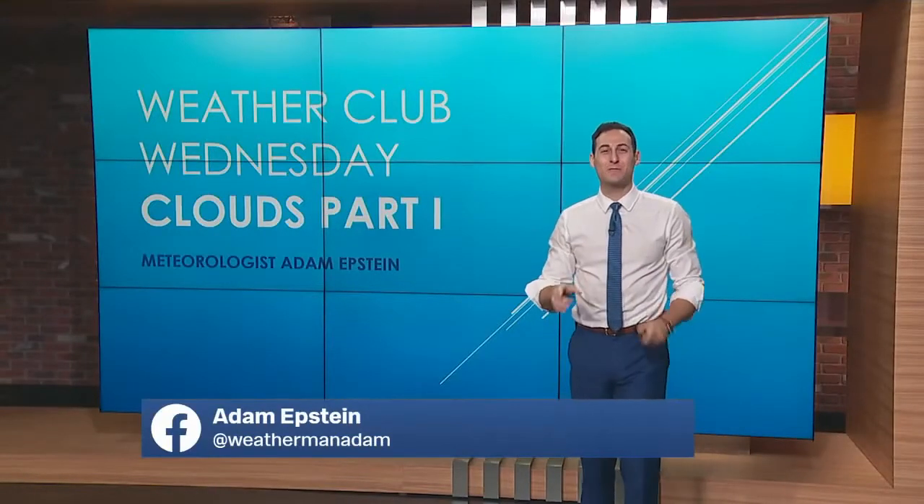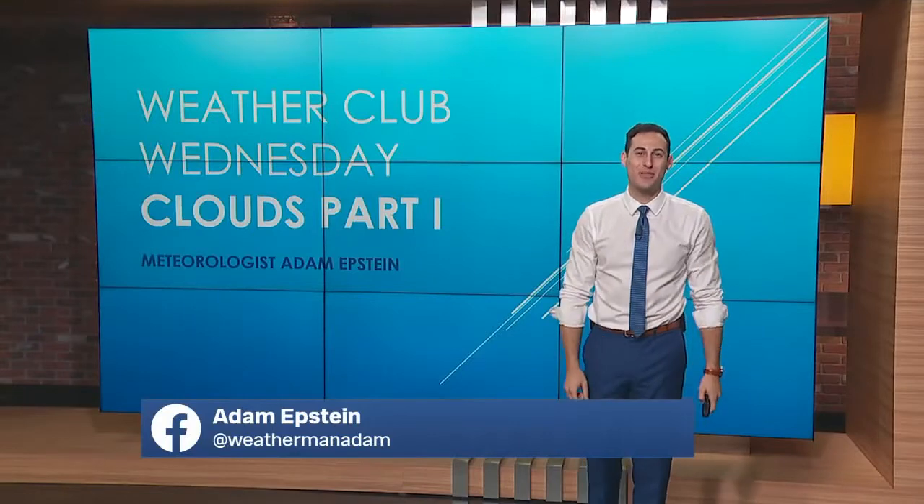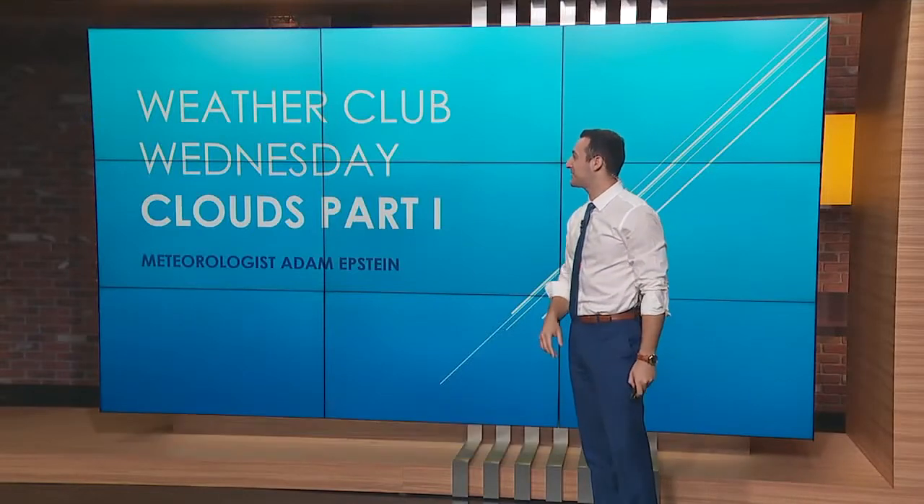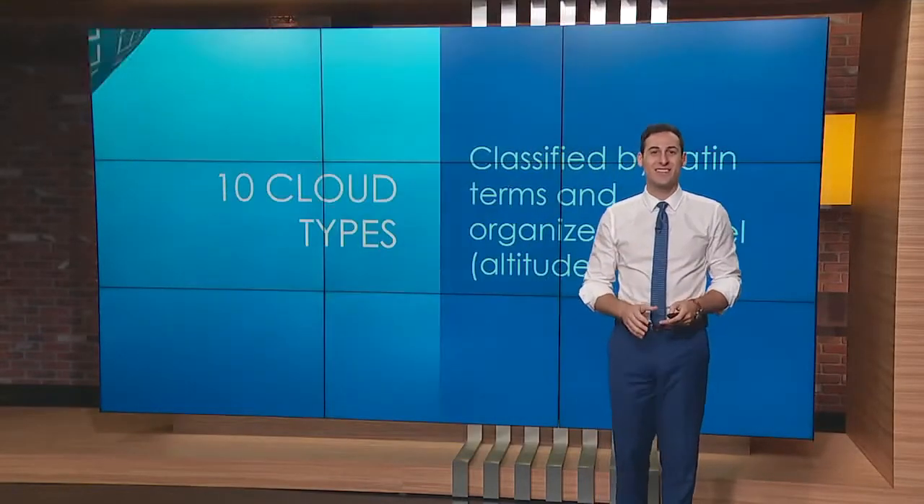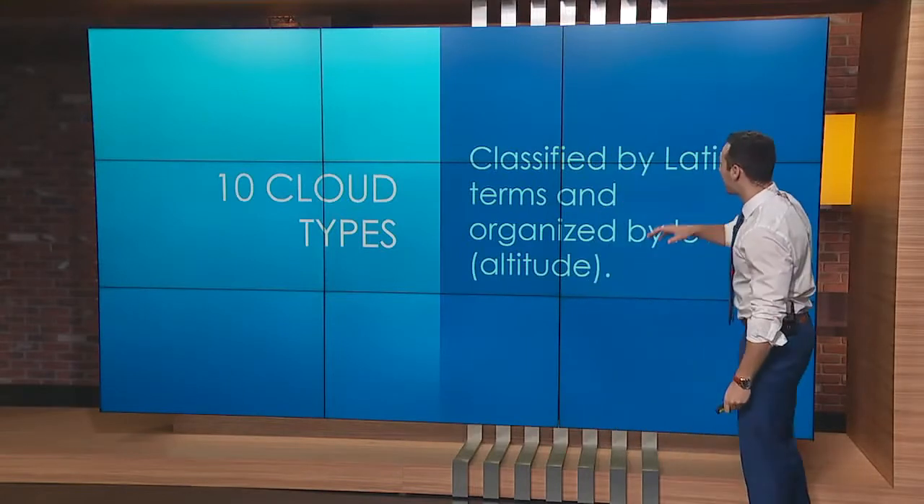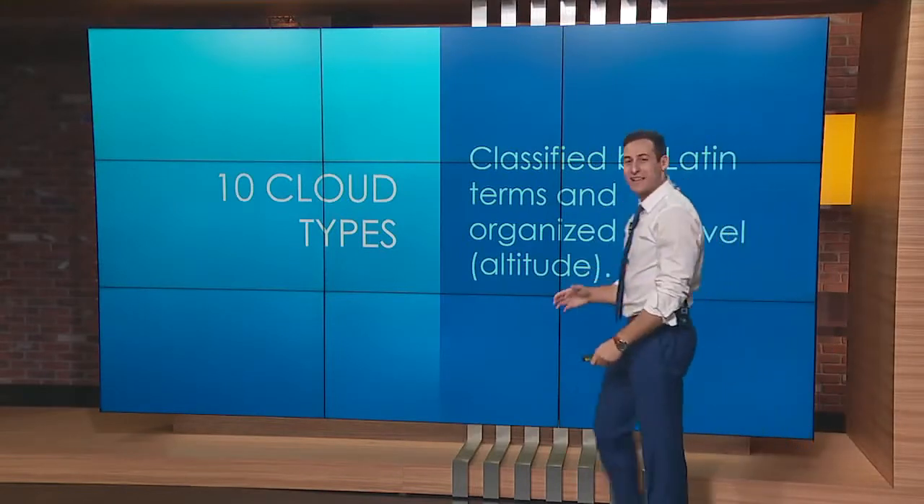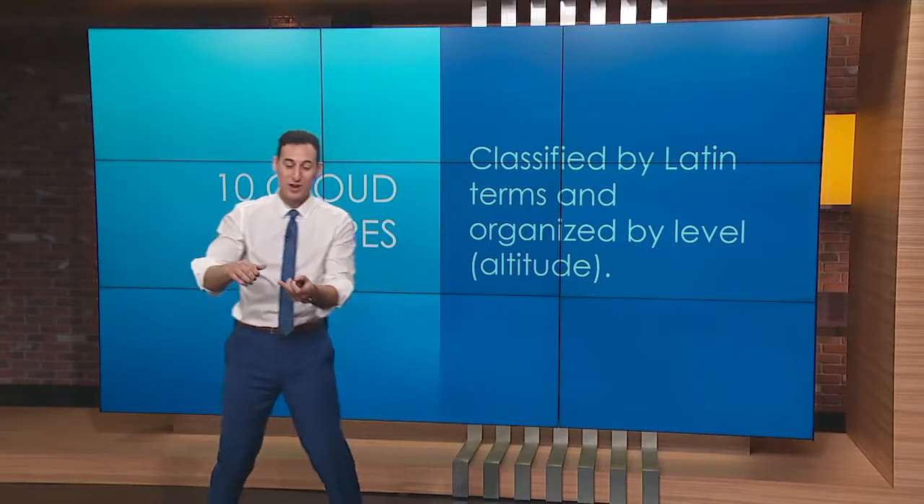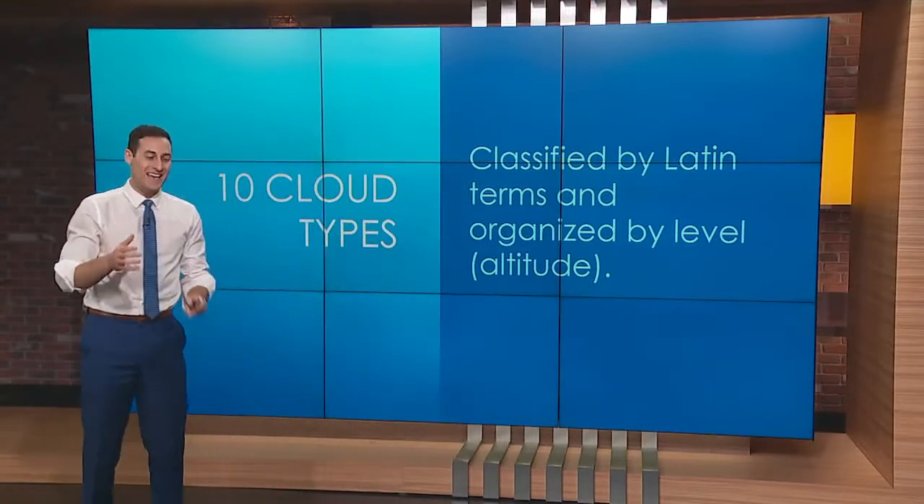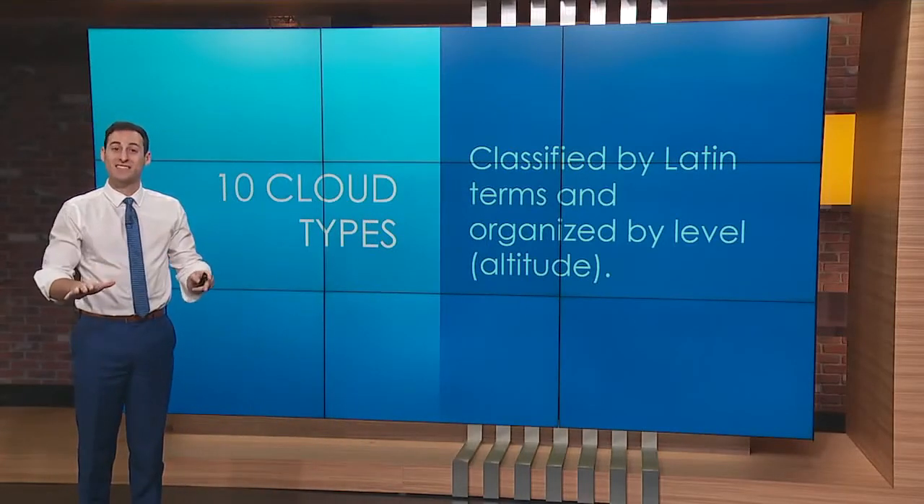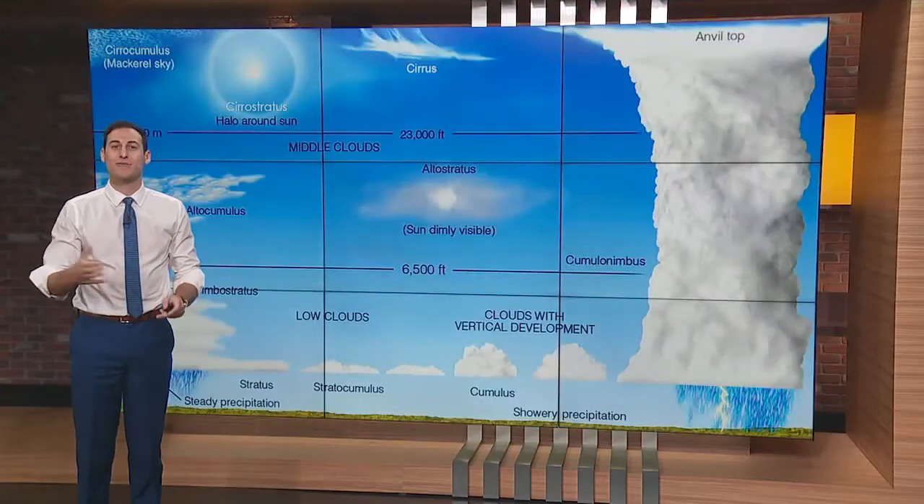It is Clouds Part 1 for Episode 6 of Weather Club. I'm meteorologist Adam Epstein. I'll be taking you through the 10 basic clouds that we have. They're classified by Latin terms and organized by level or altitude in the atmosphere between low, middle, and high. And there are 10 major ones, 10 baseline ones that can take you through everything else.